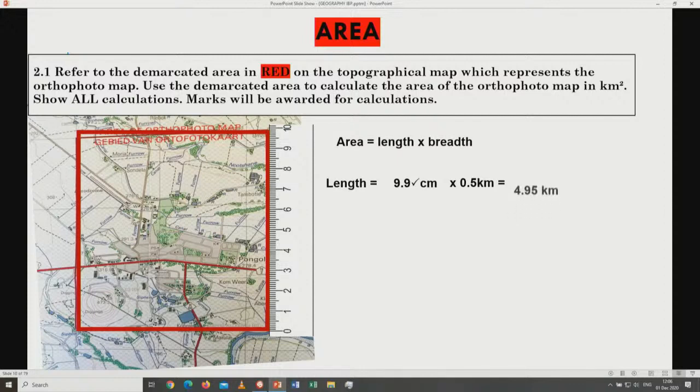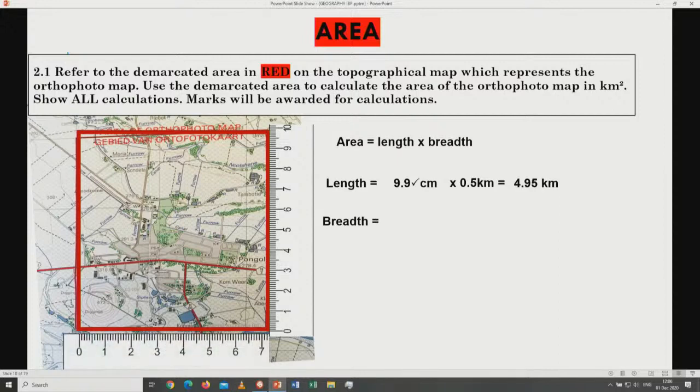All right, and then the answer that you get there is 4.95. And then you go and measure your breadth. You also do the same thing, grade 12. You take your ruler, you put it on your topographical map, and the distance that you're going to get there is 7.3 centimeters. Then you take that 7.3 centimeters and you multiply it by 0.5.